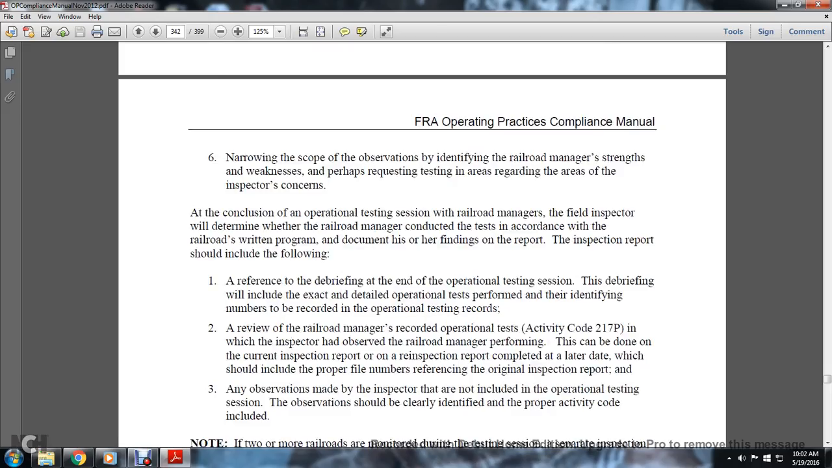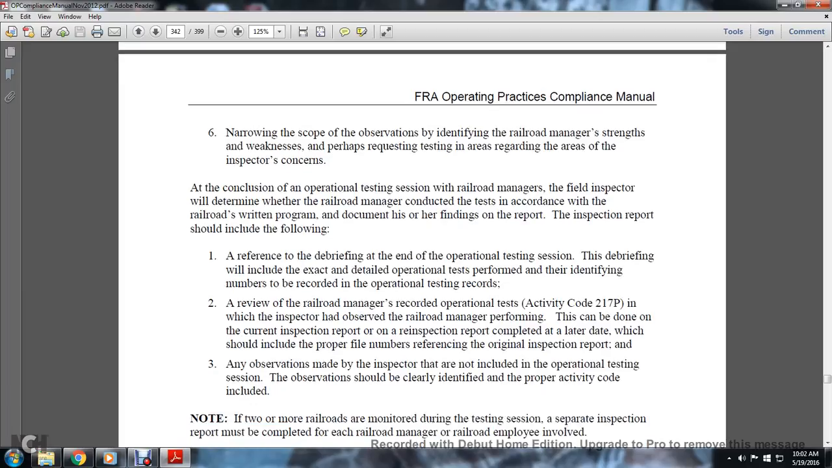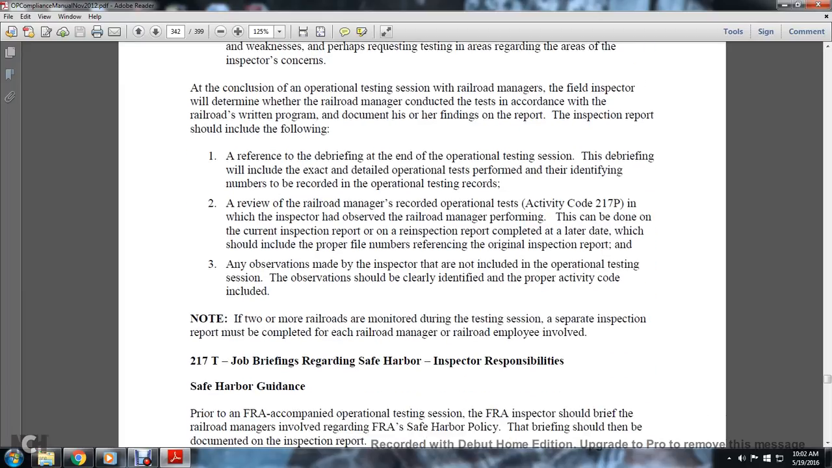At the conclusion of the operational testing session, the field inspector should determine whether the railroad manager conducted the test in accordance with the railroad's written program, documenting his or her findings in the report. The inspection report should include the following. 1. Reference to the debriefing at the end of the operational testing session, which will include the exact, detailed operational testing performed, identifying the numbers to be recorded with the operational testing record.